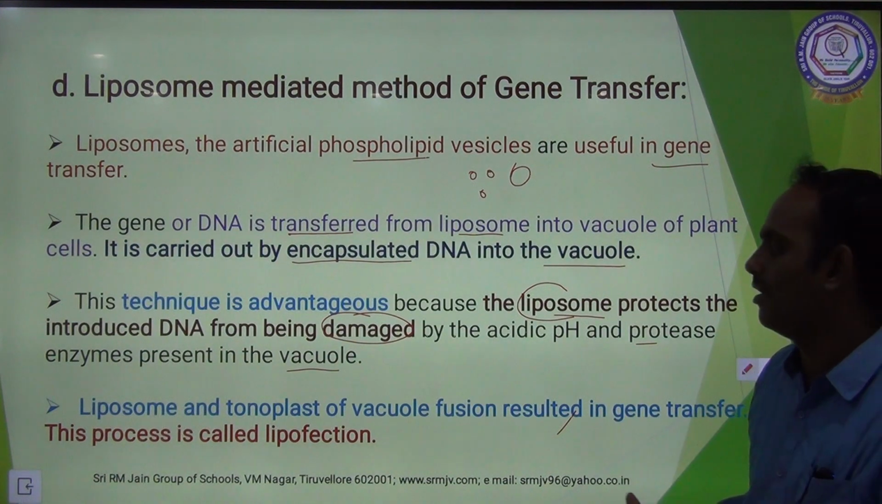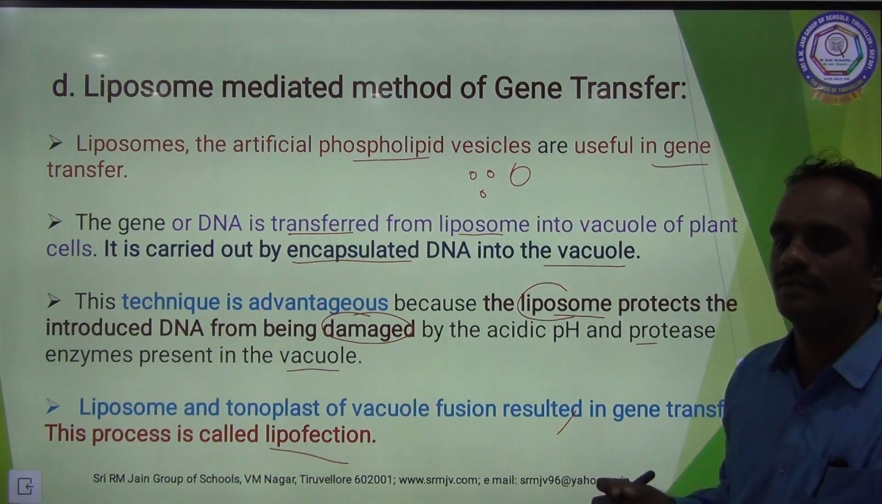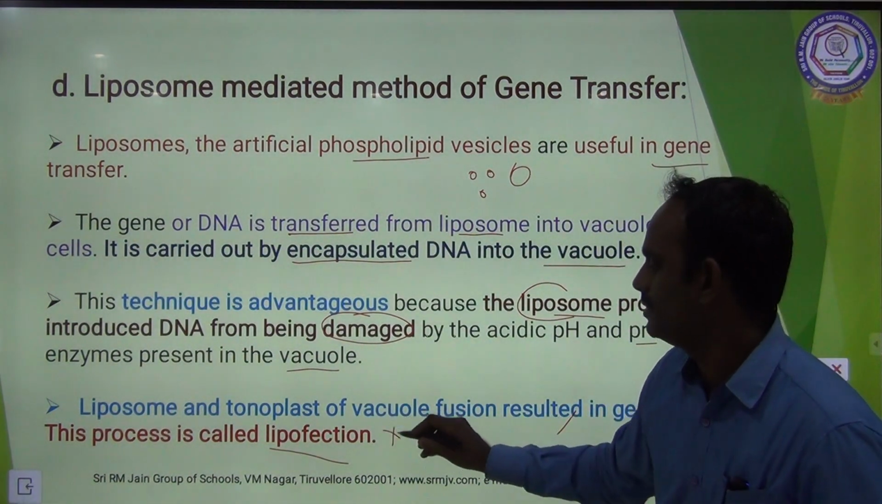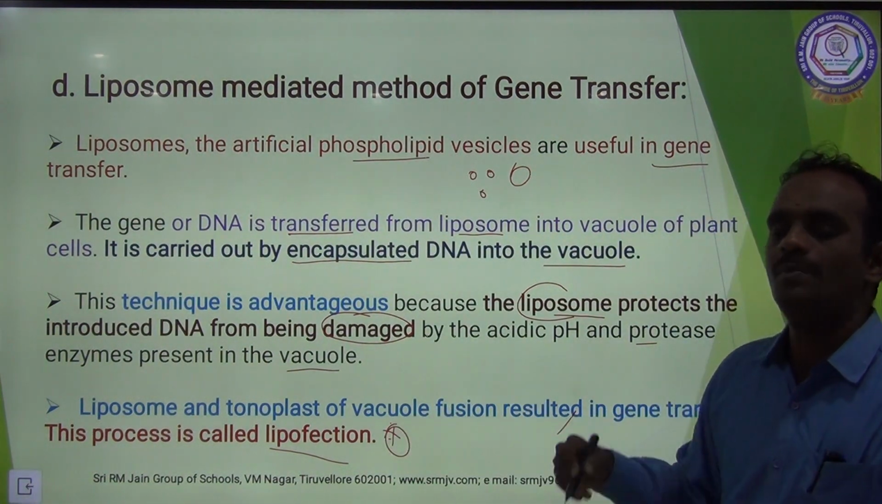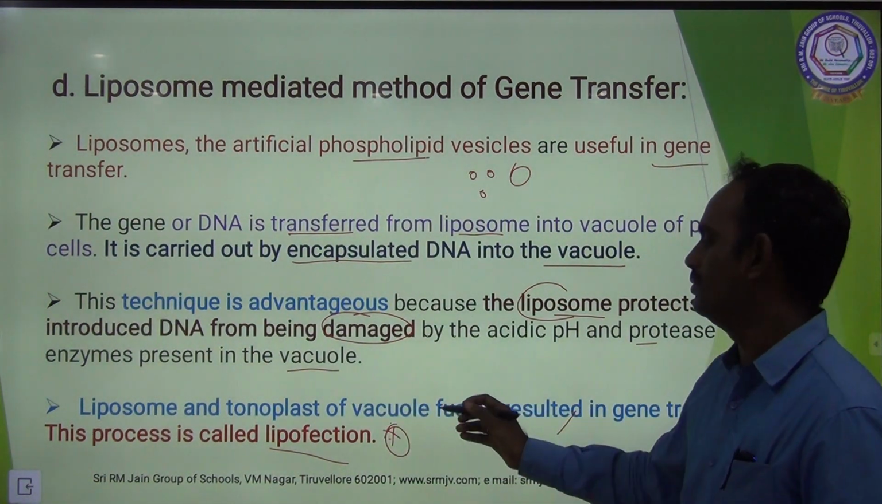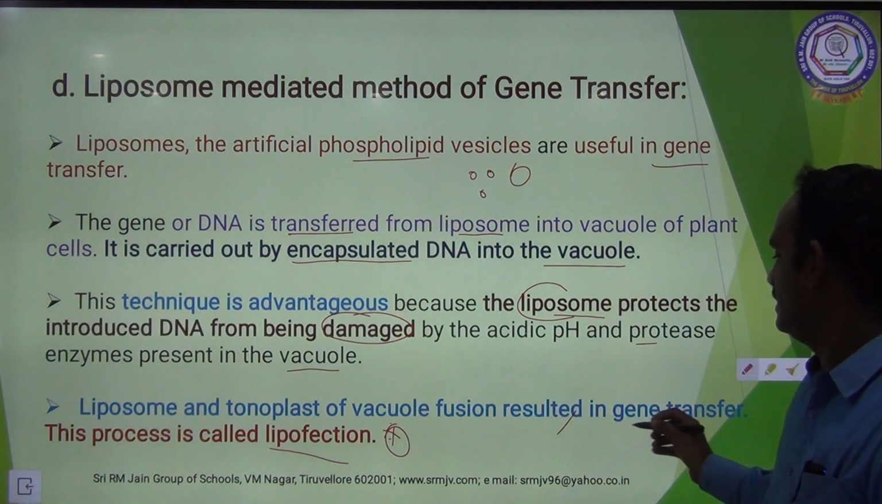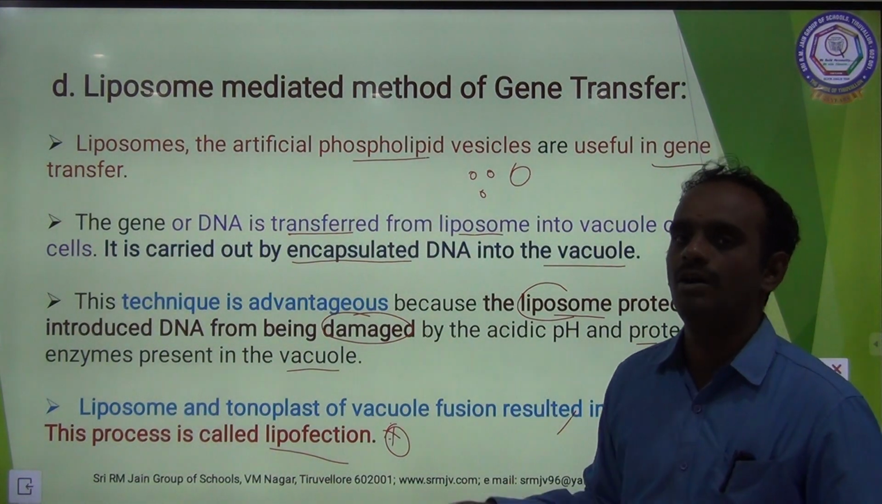This process is called lipofection. This is a 2 mark question. What does lipofection mean? Liposome and tonoplast of vacuole fusion resulting in gene transfer. This is called lipofection.